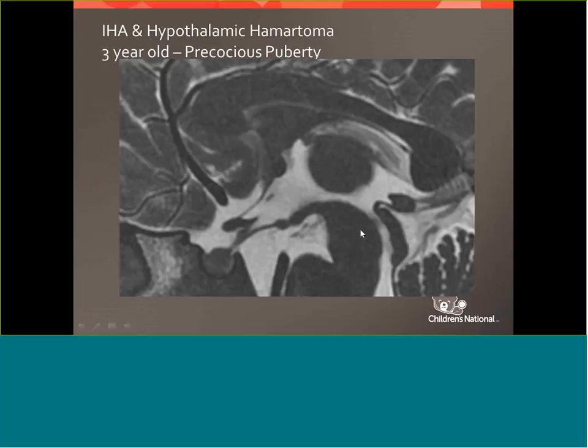Here's a case I saw recently of a patient with interhypothalamic adhesion and a hypothalamic hamartoma. And this is the normal mammillary body. Anteriorly, this should not be present. This is a nodule of tissue representing the hypothalamic hamartoma. And then here, crossing the third ventricle, the interhypothalamic adhesion.